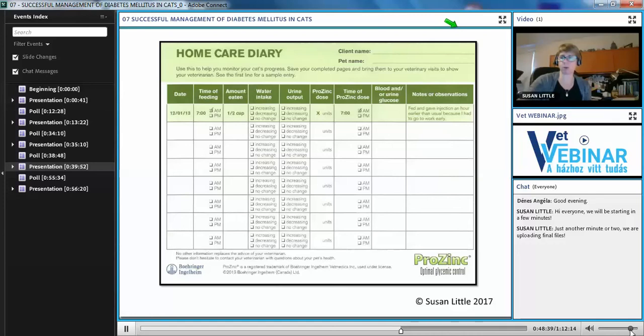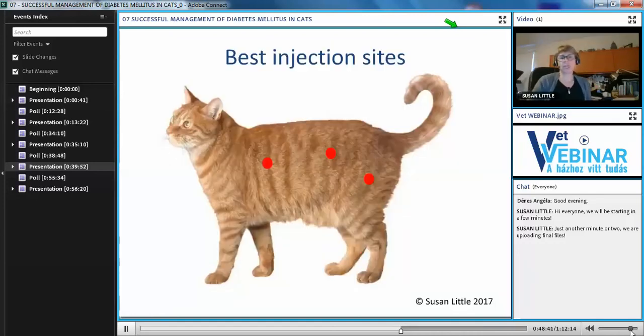We also teach the owner that there are certain sites that are better to inject insulin on the cat, and that is along the lateral body wall. So we want to inject insulin in the sites where it will be best absorbed. So that could be over the ribs, it could be over the lateral abdomen, or it could be over the lateral hind leg, over the thigh. All of these areas have thinner skin and better vasculature, better blood vessels.